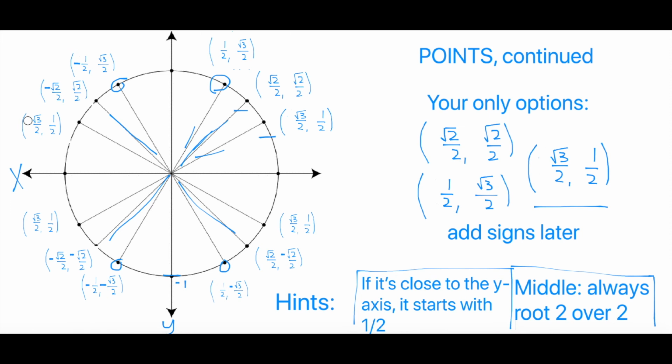So negative x, positive y right here. Negative x, negative y. Negative y, positive x. And that's it. That's the unit circle. That's all the points. 3 options. We add the signs later. We use these 2 hints, literally 2 hints. You only have to memorize 2 things.